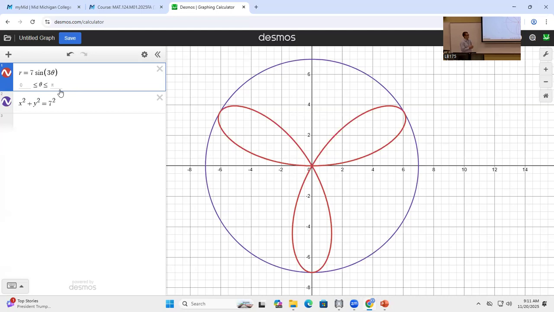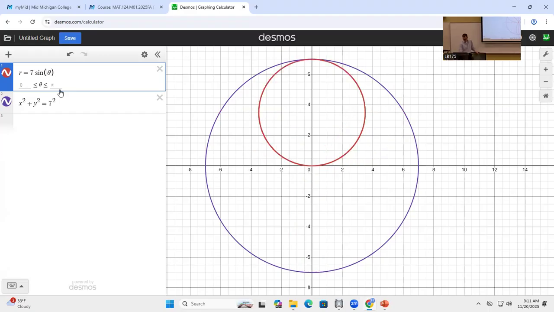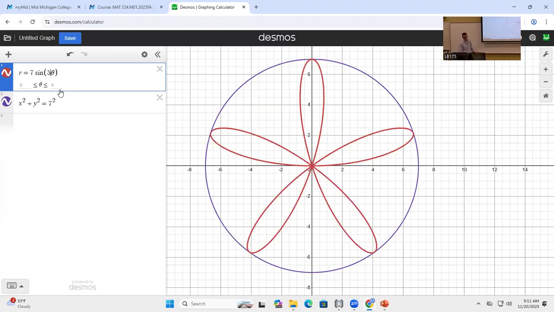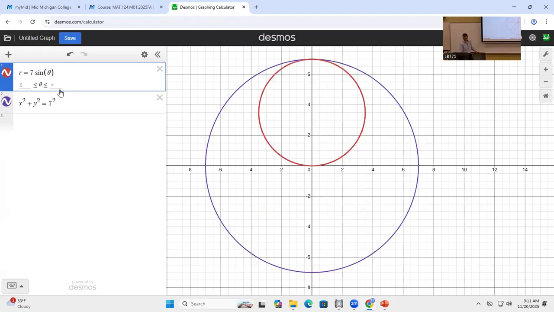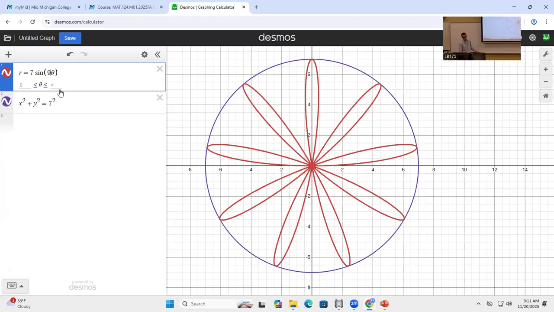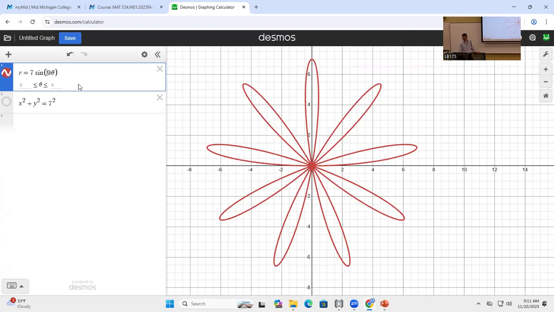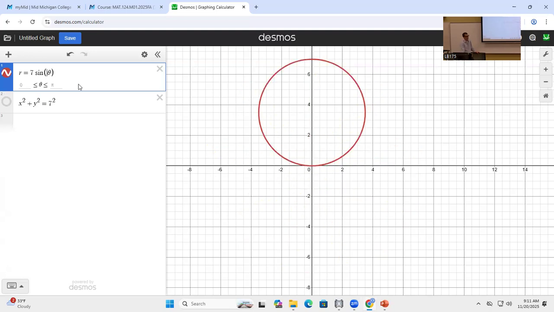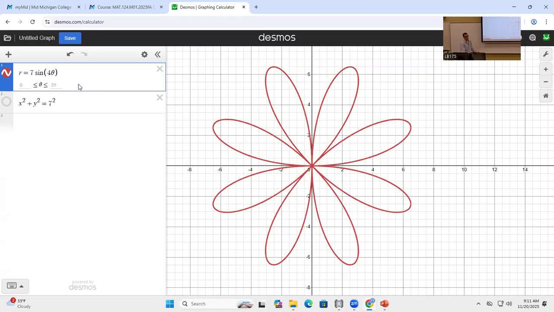So there it is. And the same principles here. If I put 5 theta, I get a rose curve with 5 petals. If I put 9 theta, I get a rose curve with 9 petals, et cetera, et cetera. Now here's the weird thing. What would we expect if I put a 4 theta there? Go on. I kind of read ahead, it was double.